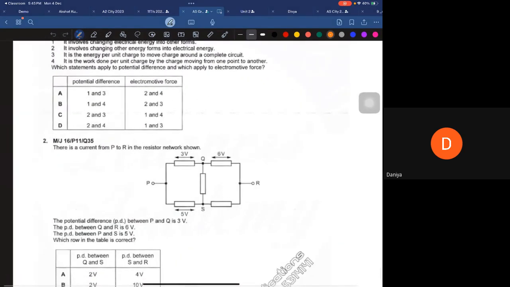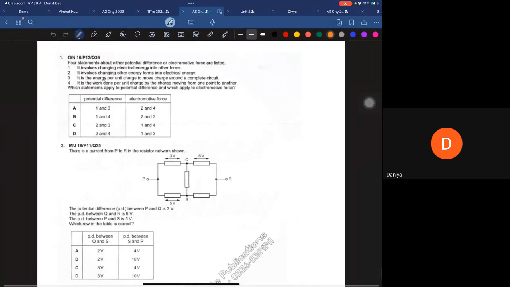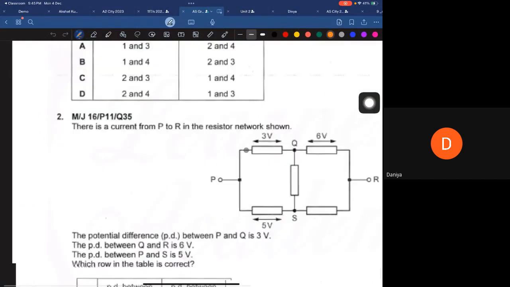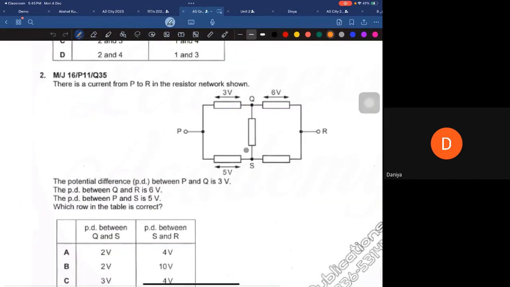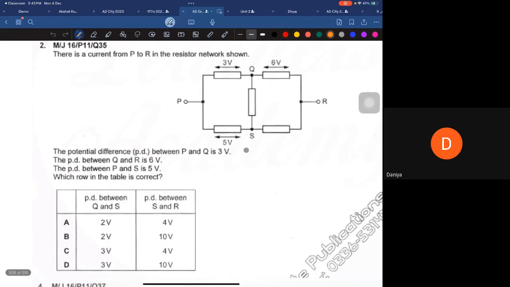Now I'm gonna basically do some of these questions, one or two, and then you can carry on. I'm just here. Ask me anything you want to. I'll help you with that. This sort of question, as you guys can see, says there's a current from P to R in the resistor network shown. The potential difference between PQ is 3 volts. Okay, we know that. And they've given this, and then they ask what is the potential difference between Q and S and S and R.